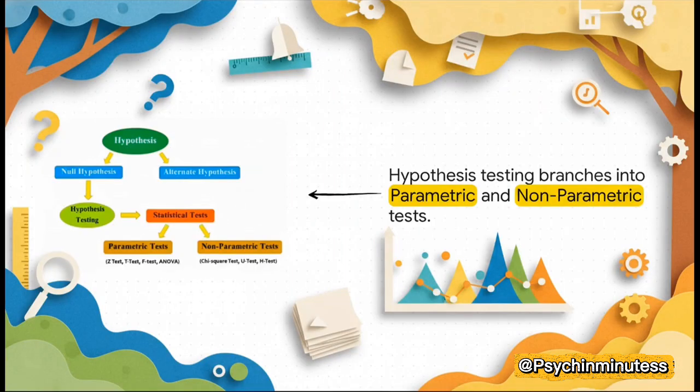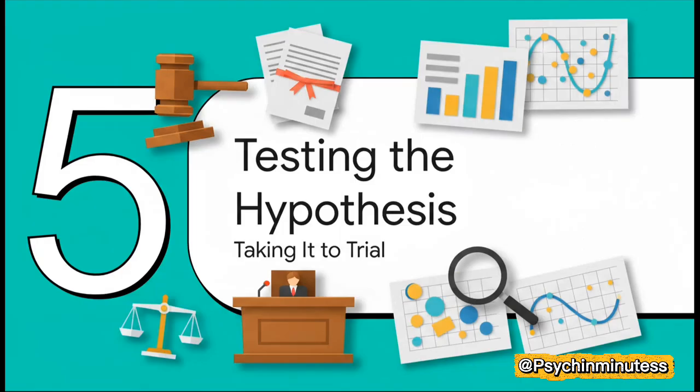It's basically a decision tree for finding the truth. Once you set up your null or alternate hypothesis, you move right into testing. And based on your data's specific rules, you either go left to the parametric tests, like a t-test or ANOVA, or you veer right to the non-parametric tests, like the chi-square. It's a very structured, logical workflow. Which brings us to Section 5, testing the hypothesis.